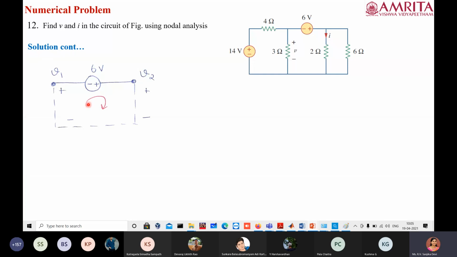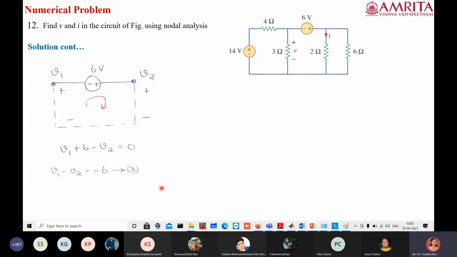So for writing KVL, we always have to go in one particular direction. So we assume we are going in the clockwise direction. So what will be the equation here? V1 plus 6 minus V2 is equal to 0. Good. So V1 plus 6 minus V2 is equal to 0. So we got the second equation also.